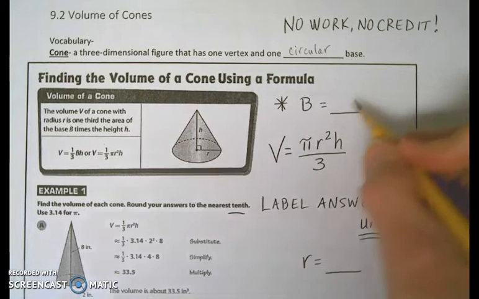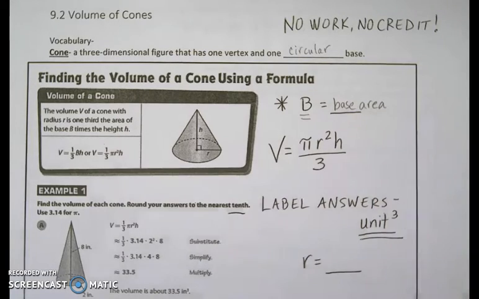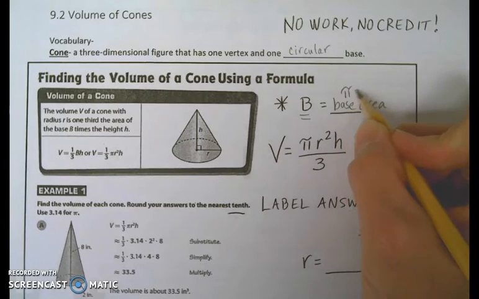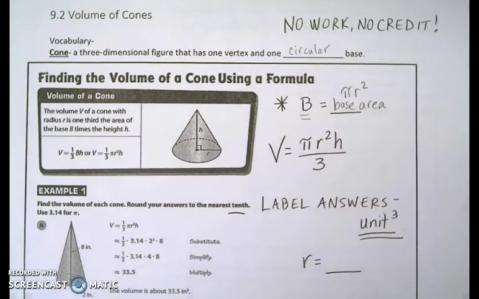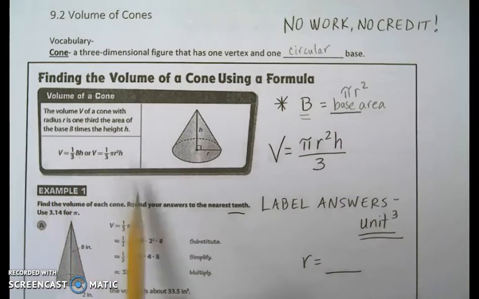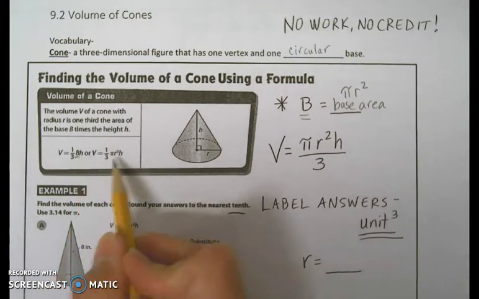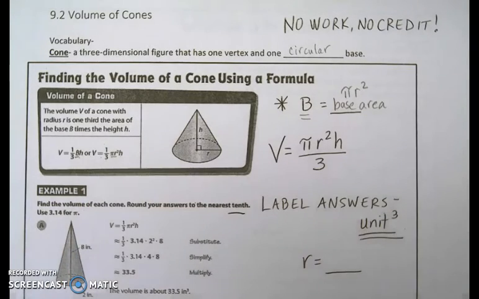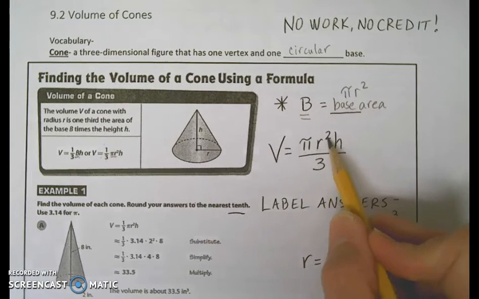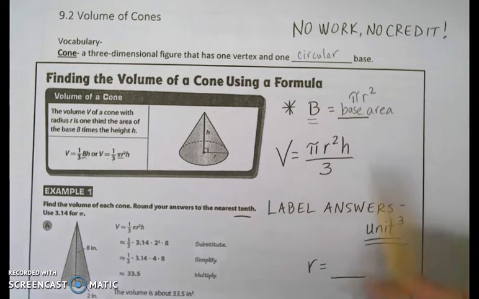Again, base area, capital B, represents your base area. And in this case, it is a circle, so again, we will be using pi times radius squared. So if you look at the formula, volume equals 1/3 base area times height, or volume equals 1/3 pi r squared times height, where capital B and pi r squared are the same. You can look over here, I rewrote it as volume equals pi times radius squared times height divided by 3. So you can use this format if you prefer.